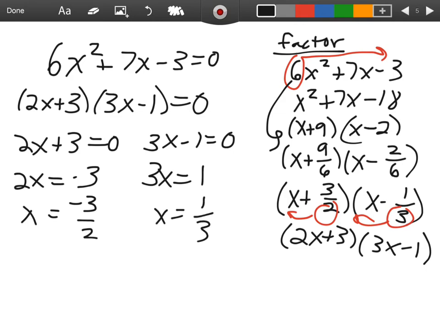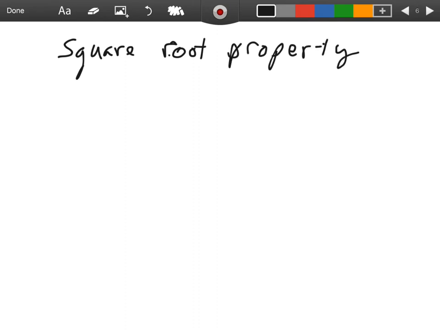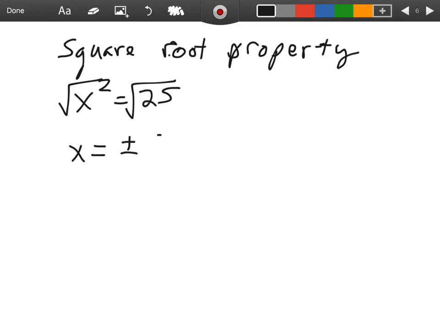Okay? Now, let's solve some quadratics using the square root property. Now, the square root property basically just says if we can take a square root to solve it, then we can do that. For example, say I have x squared equals 25. I can take the square root of that to undo the x squared. We need to remember that anytime we take a square root of something, we have the plus and the minus. So there's my two answers.